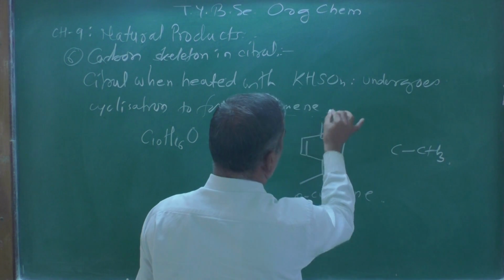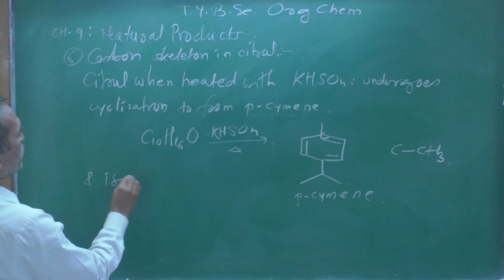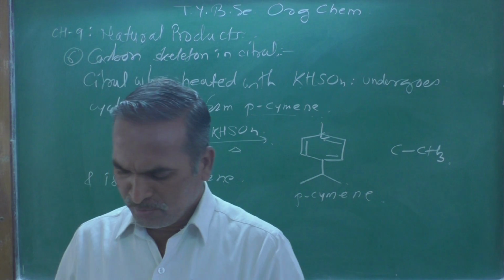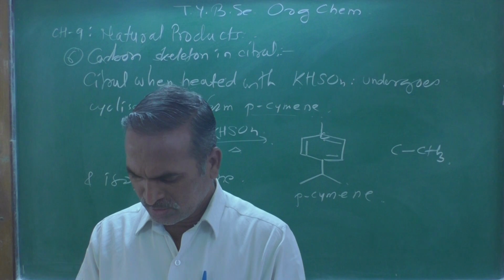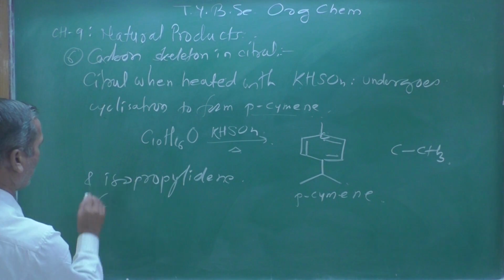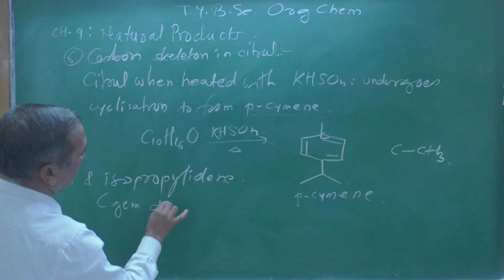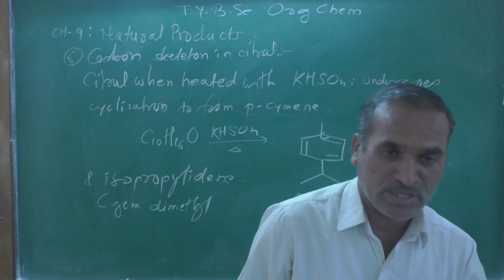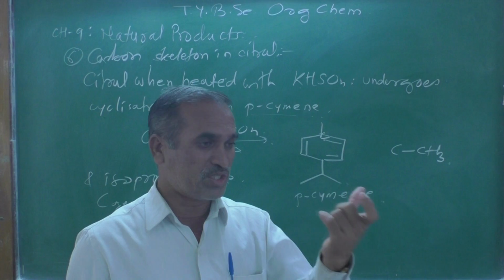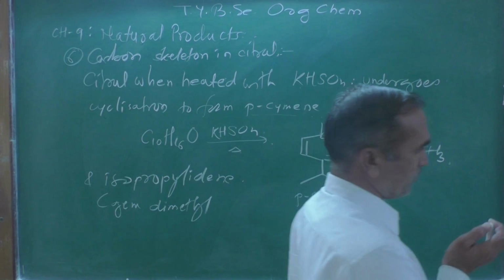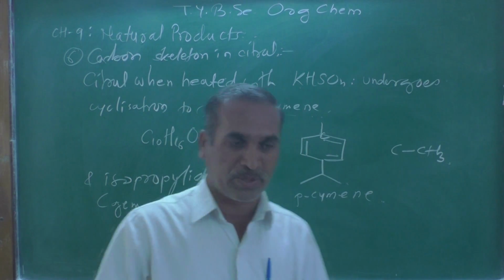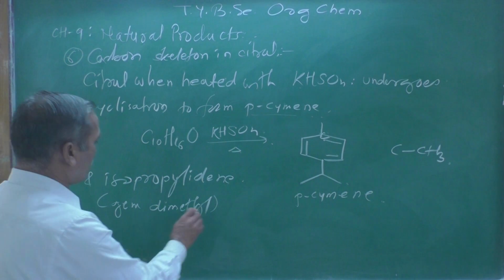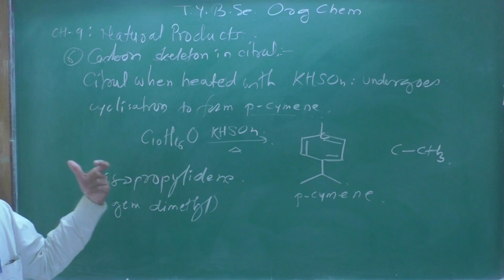We know that isopropylidene means gem-dimethyl. Isopropylidene is nothing but gem-dimethyl. As we know, both the methyl groups are present on the same carbon atom, and that's why it is known as gem. That type of thing we are going to learn while studying spectroscopy. Here just remember there are these 3 carbon atoms in the 1,3 position, and that type of position is called gem-dimethyl. The isopropylidene group is nothing but gem-dimethyl.